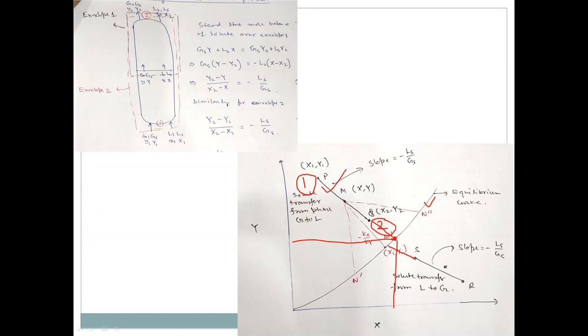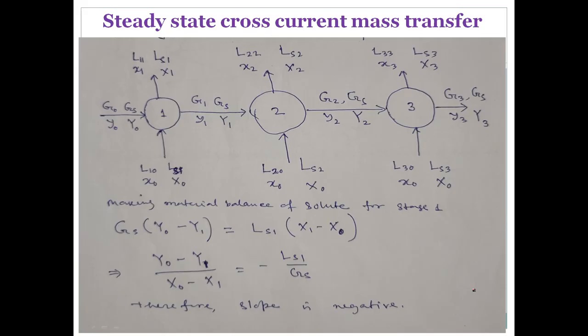Okay, so in this case, this is the operating line for mass transfer from L phase to G phase. Now if you take the cross current, generally cross current mass transfer is widely used in liquid equilibrium.